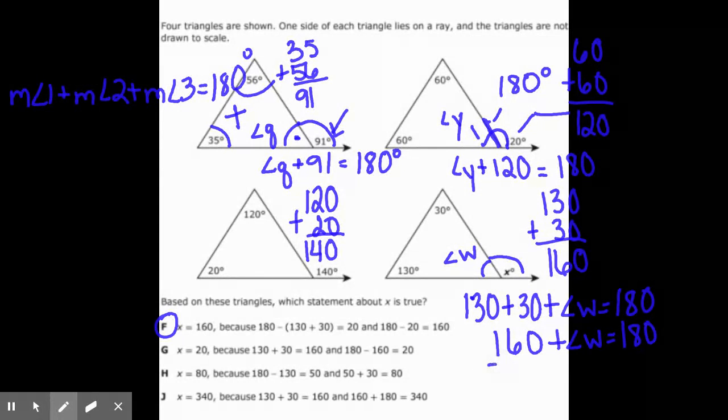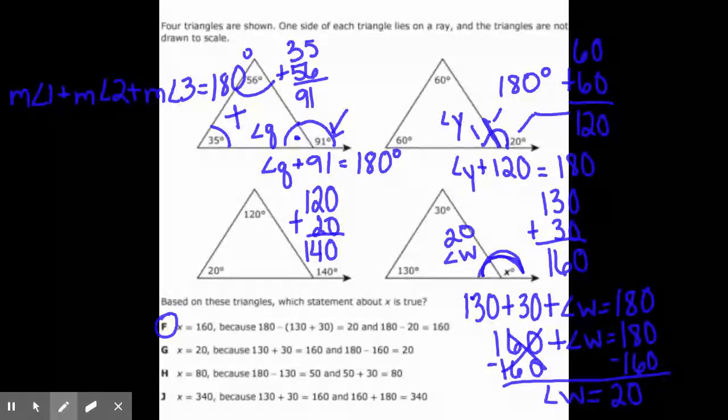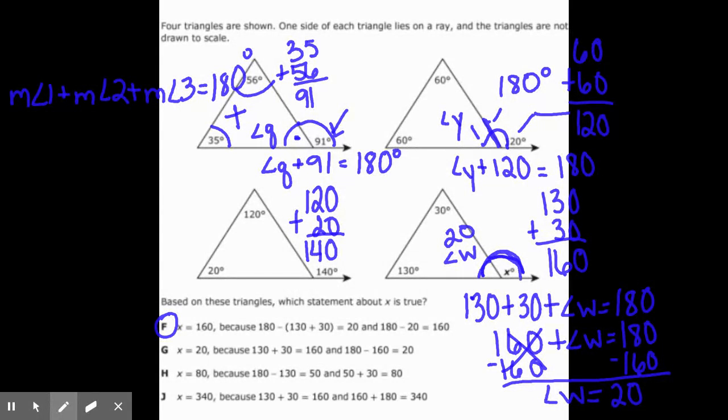To get the variable by itself, we would need to use inverse operations, so we subtract 160 from both sides. These would cancel out. We see that our missing interior angle is in fact 20 degrees, right? And that is an acute angle, so that would definitely work. All right. We also know that these two angles together, so x and angle W, would equal 180 degrees. All right, so to find the missing angle, we can do 180 minus 20, and that does in fact give us 160.